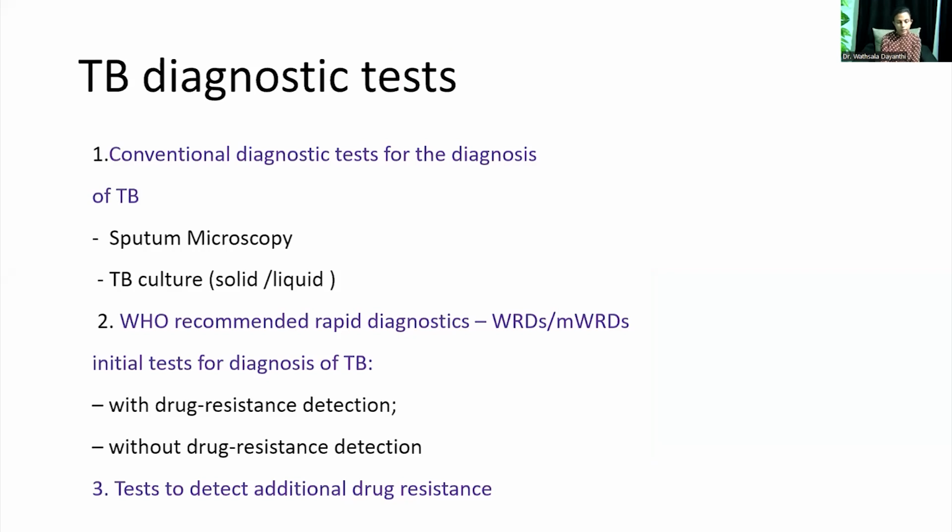When it comes to TB diagnostic tests, for convenience of discussion, we can categorize them into a few groups. First, conventional diagnostic tests for diagnosis of TB: the tests we know from our medical student days, sputum microscopy and TB culture, solid and liquid. Then come the WHO-recommended rapid diagnostics, the new tests. We call them WRDs in short. These can be categorized into tests which detect drug resistance and tests that cannot detect drug resistance, and also another group.